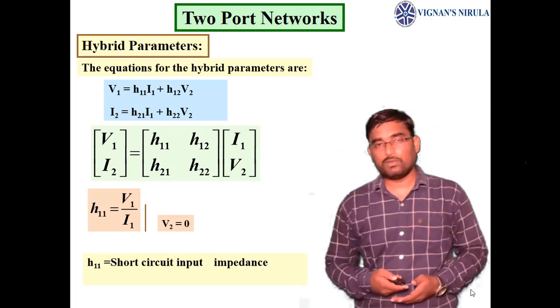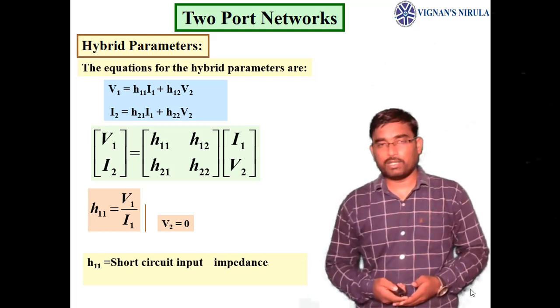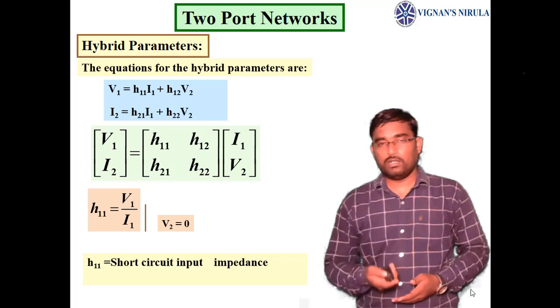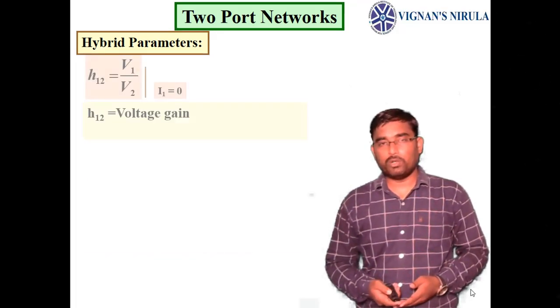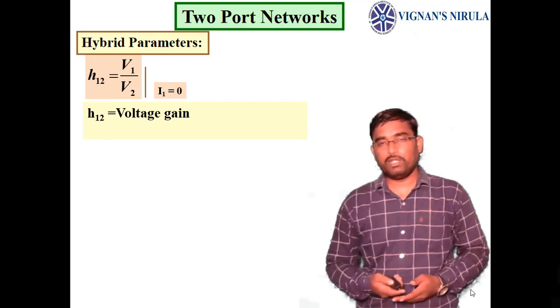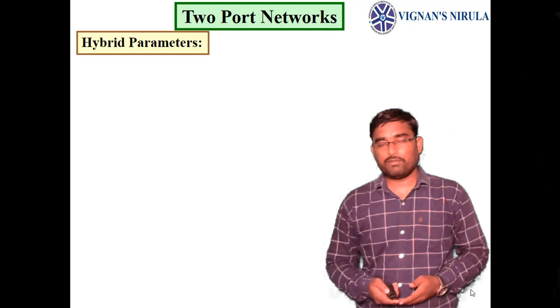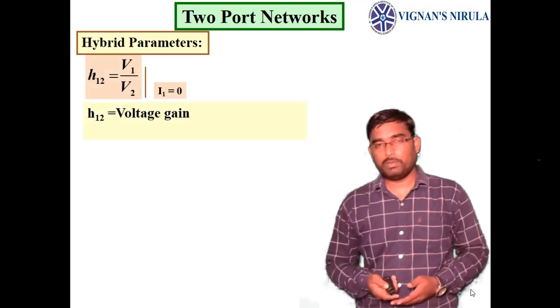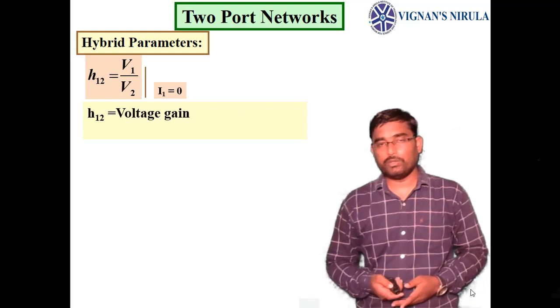One by one, how to find the parameters: H11 equals V1 by I1 when V2 is 0. If you put V2 equals 0 in the first equation, then the ratio of V1 by I1 gives H11, which is nothing but the driving point impedance at port 1. Unit is ohm. And H12 equals V1 by V2. If you put I1 equals 0 in the first equation, then the ratio of V1 by V2 becomes H12, which is nothing but the voltage gain, which has no units.